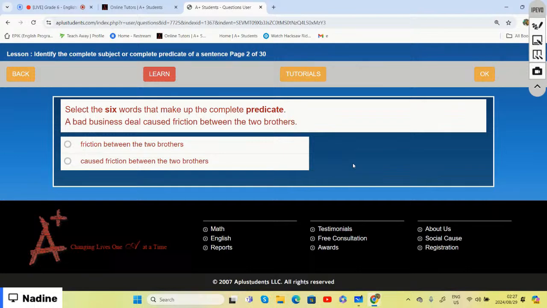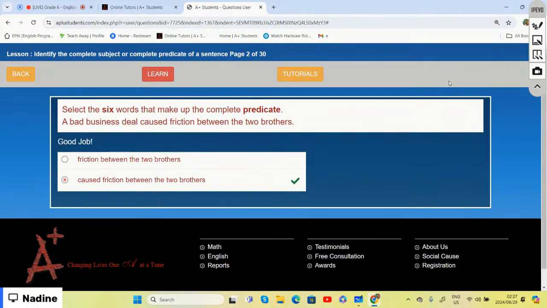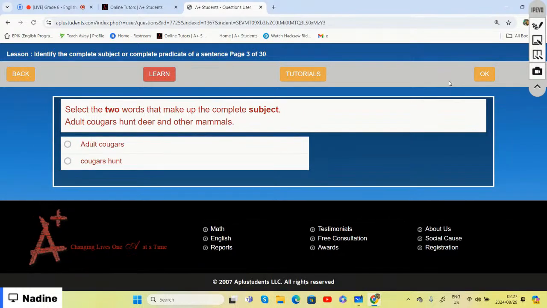And if we were to select the correct option, we would say caused friction between the two brothers. That is our predicate. We need to select two words that make up the complete subject, who or what is doing something.